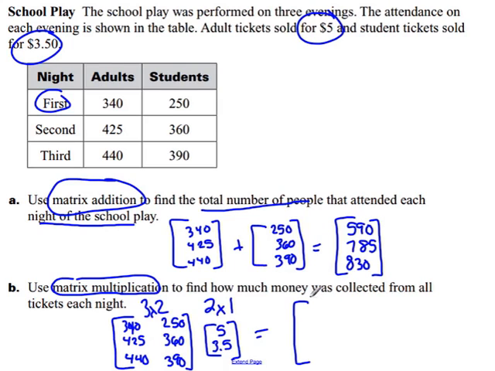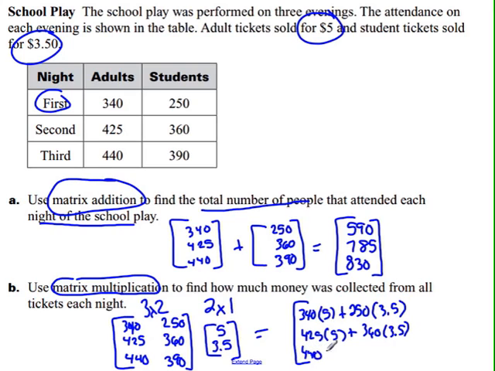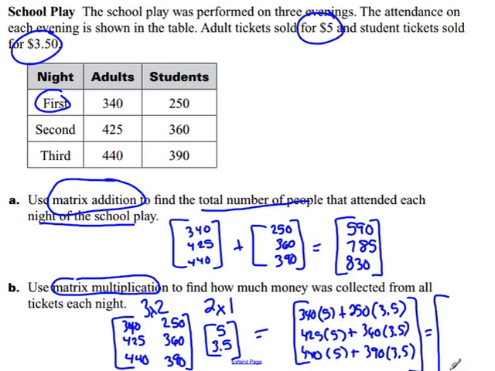When we multiply these out, it really makes sense to me that we're taking 340, which is the number of adults, times $5, plus, we'll say, 250 times $3.50. And that really makes sense for how much money they would make that first night. This is 425 times 5 plus 360 times $3.50, something like this, and 440 times 5 plus 390 times 3.5. Pretty straightforward. And again, we'll total this up.